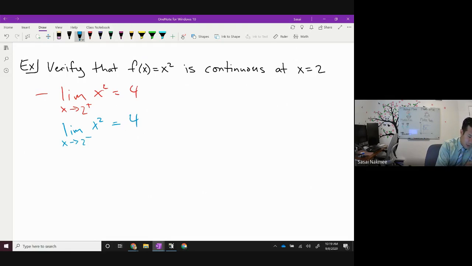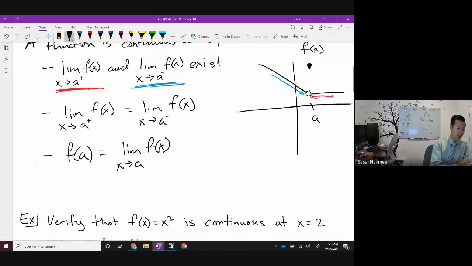Second condition, do those limits equal each other? Yes, it does, right? 4 is equal to 4, so the limit from the left side is equal to the limit from the right side. So the second condition is met. So I've met 2 out of the 3 conditions. I've met that, hey, the limit from the right side exists, and so does the limit from the left side. And the limit from the right side is equal to the limit to the left side. So those 2 conditions are met.